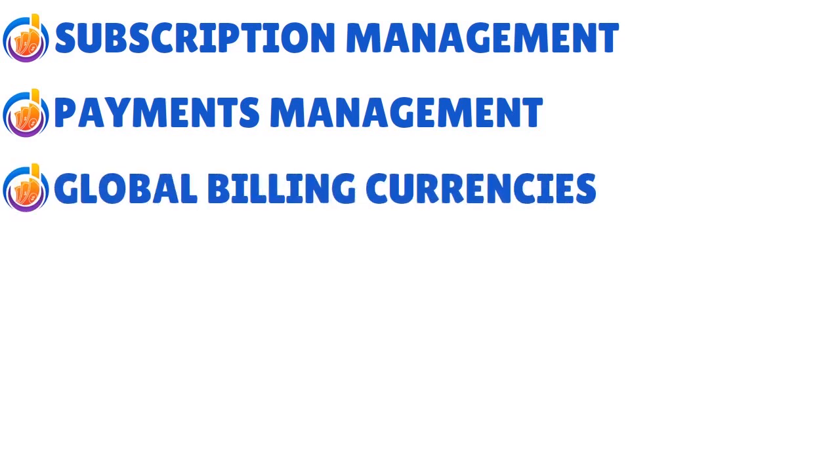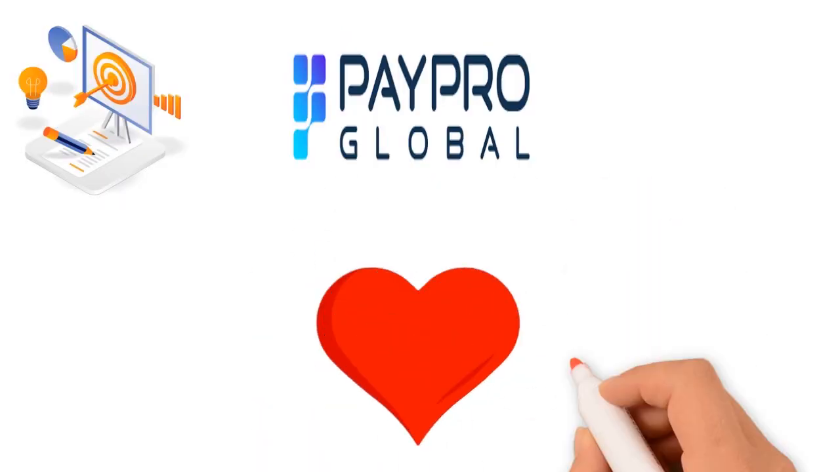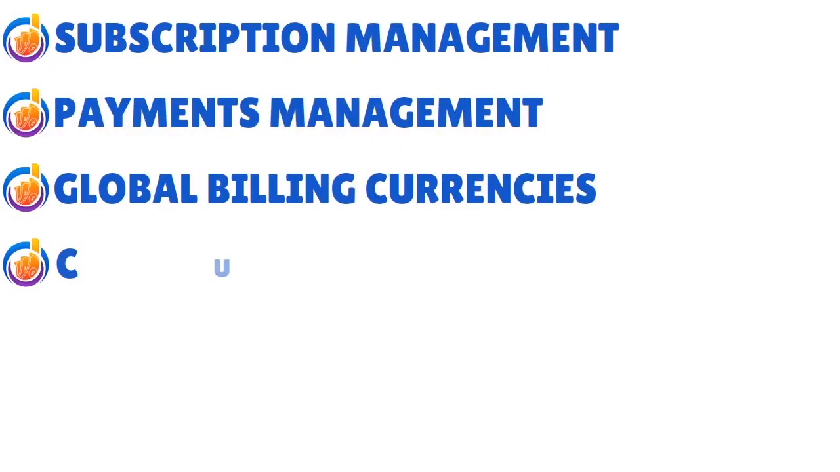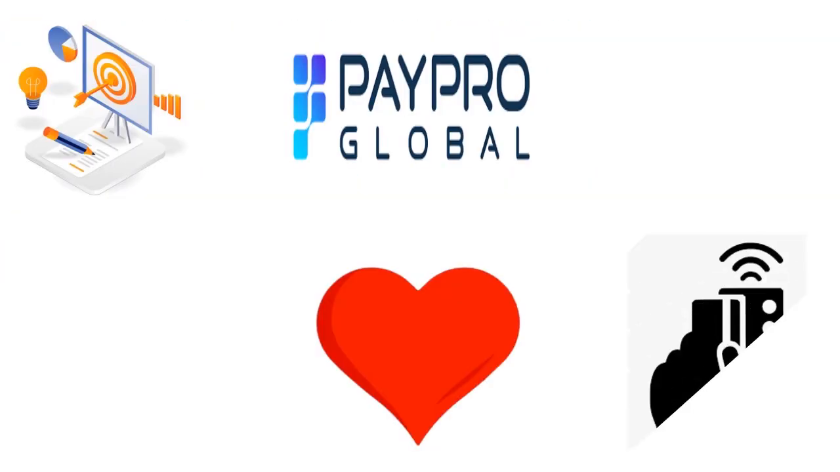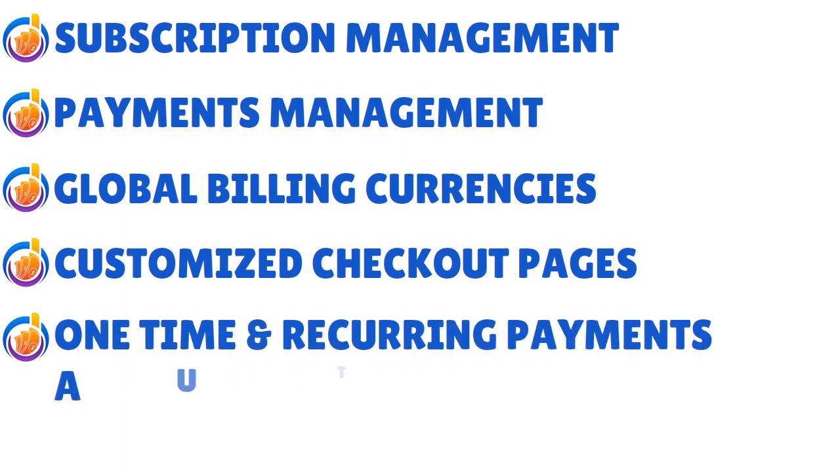So in other words, you're able to bill in multiple currencies. From a scalability point of view, this is another plus. So we love that a lot. You have customized checkout pages, so you're able to access multiple functionalities from a checkout perspective. So that's kind of cool. You have integrated multiple payment processors. You have one-time and recurring payments automation.